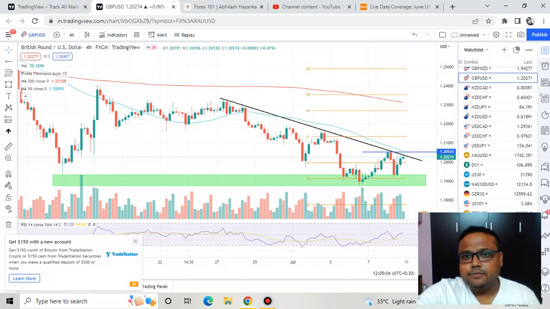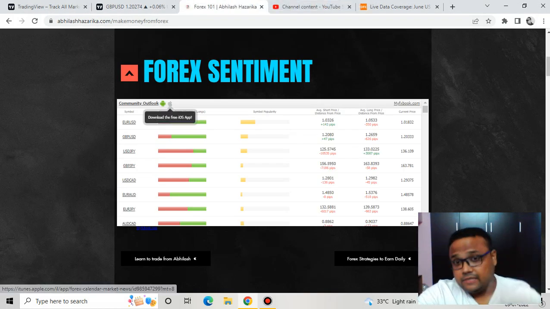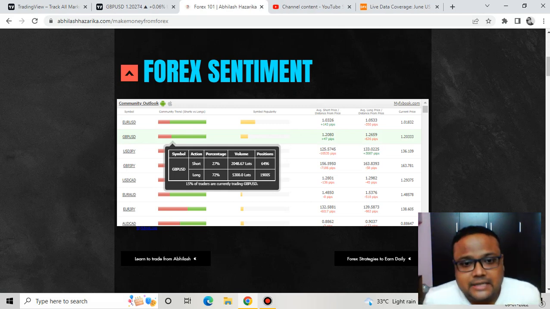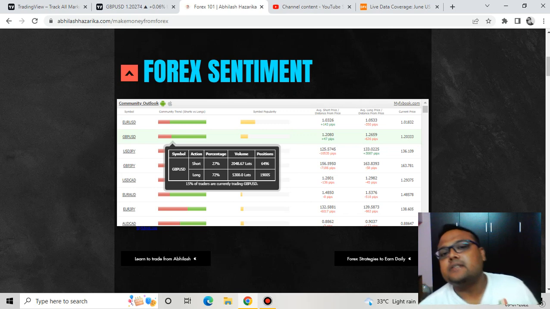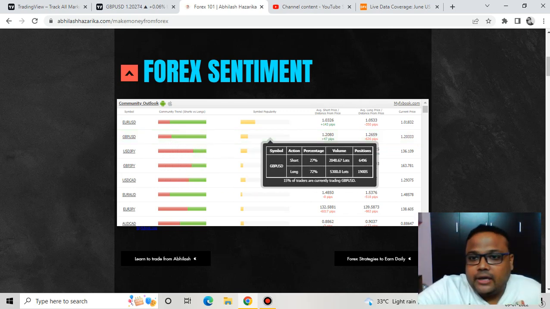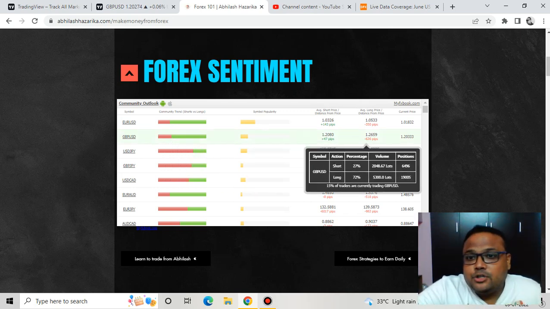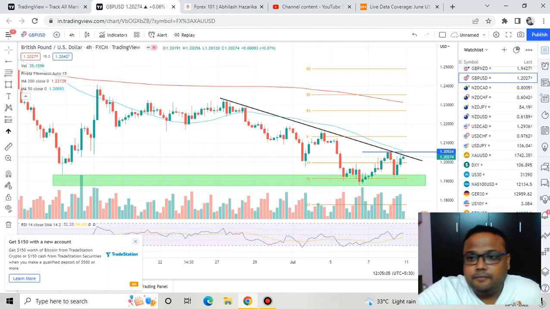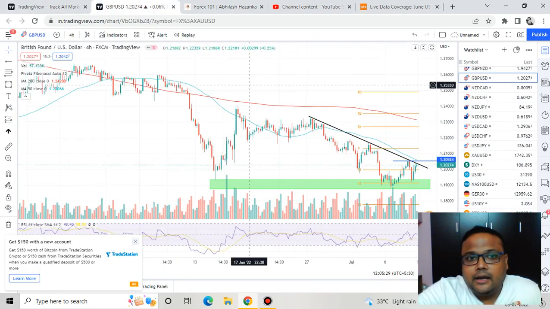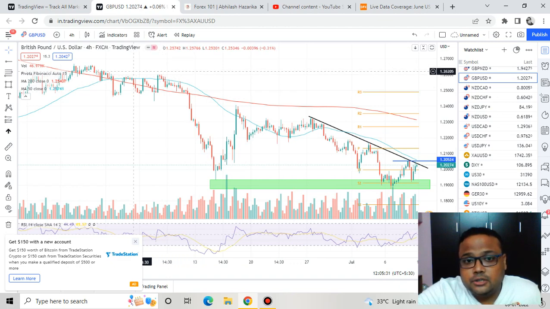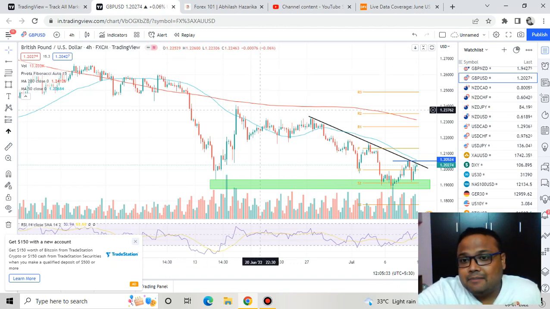My dear friend, please be very careful, because this is the forex sentiment meter and we can see that 72% of retail traders have taken long positions. It means that they are on the buy side, and only 27% of retail traders are on the sell side. And shockingly, the average buy position is 1.2659, somewhere around here they have taken a buy position, and right now you can see that the market is trading here.